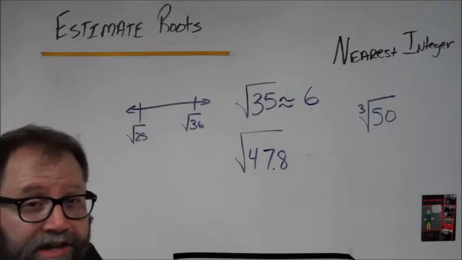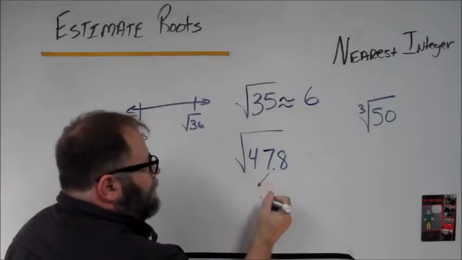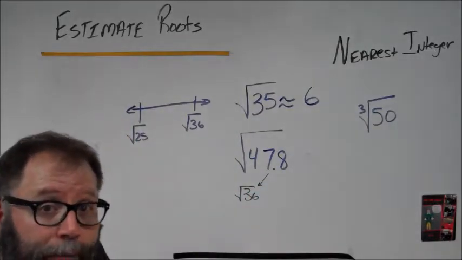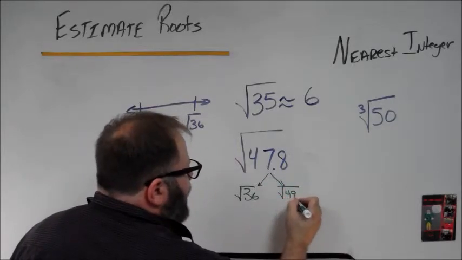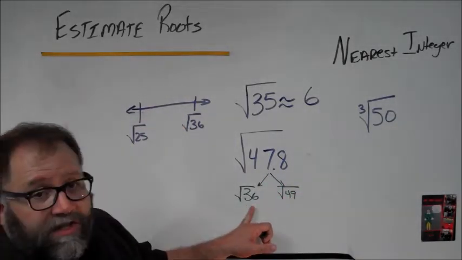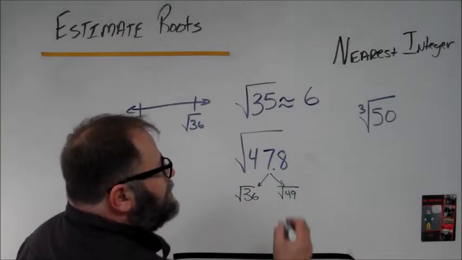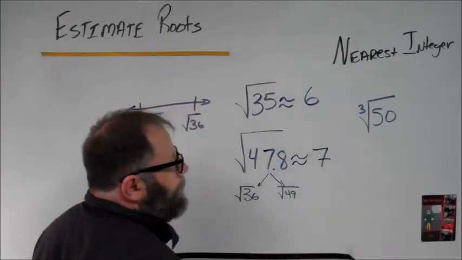For 47.8, what is the nearest perfect square less than that? It's 36. The nearest perfect square more than that is 49. So which one is this closer to? Is it closer to 36 or 49? Definitely 49, which means it is approximately 7.